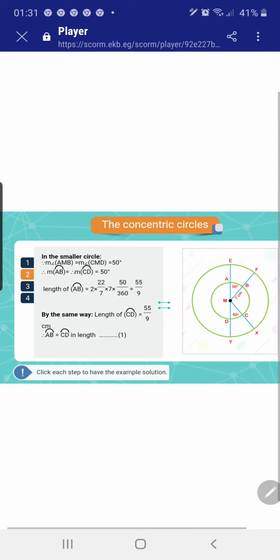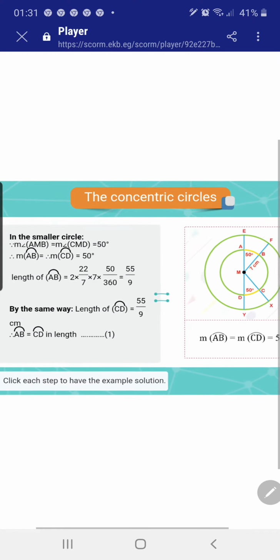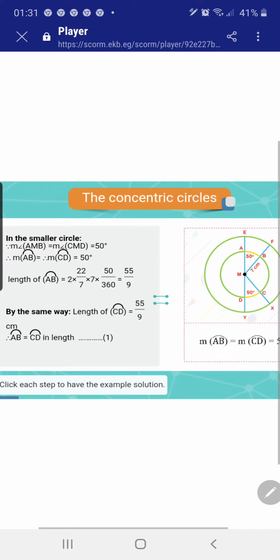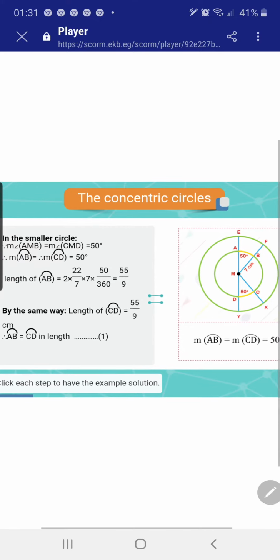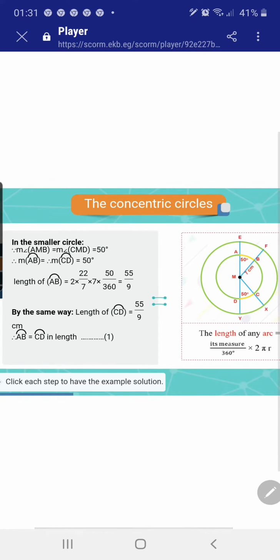Well, to solve this example, you will start examining the smaller circle, since the measure of angle AMB equals the measure of angle CMD, which equals 50 degrees. Then the measure of the arcs AB and CD equal 50 degrees. Then to find the lengths of the arcs, use the law of the length of the arc, which equals the measure of the arc multiplied by 2 pi r over 360 degrees.